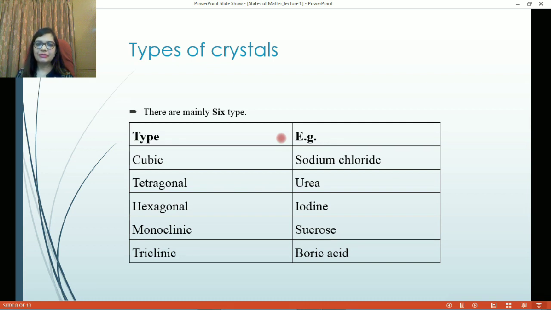Now, the next example is tetragonal. The arrangement is evident with urea. Then hexagonal, the arrangement is seen in iodine molecules. Then monoclinic and triclinic, respectively. Now, these are the ways in which building blocks are arranged to give an overall structure to the crystal.